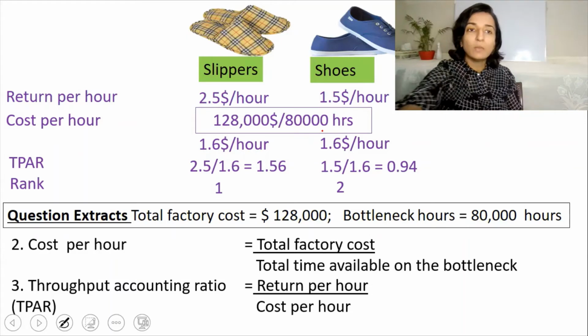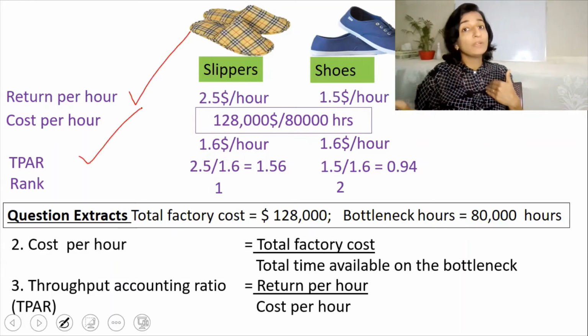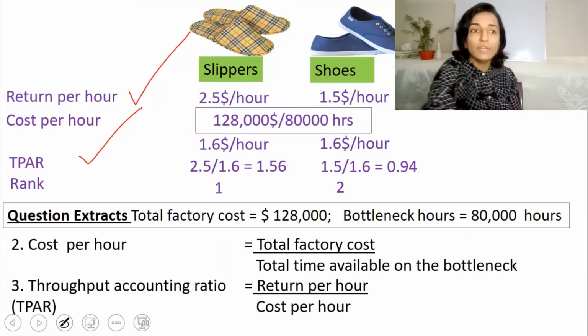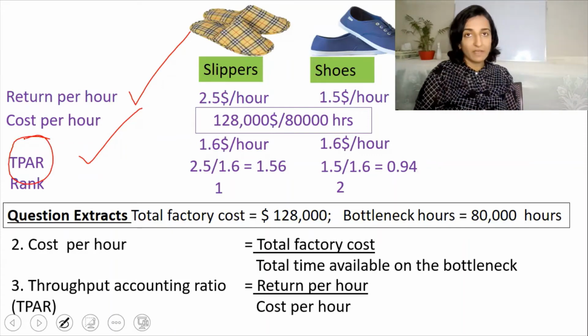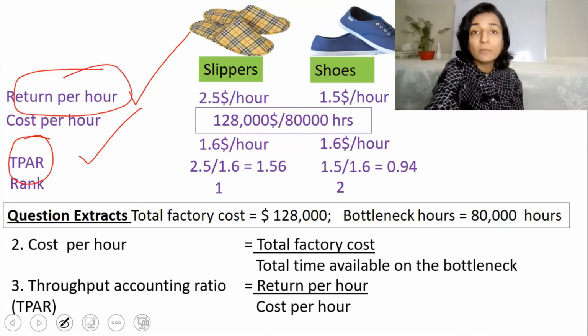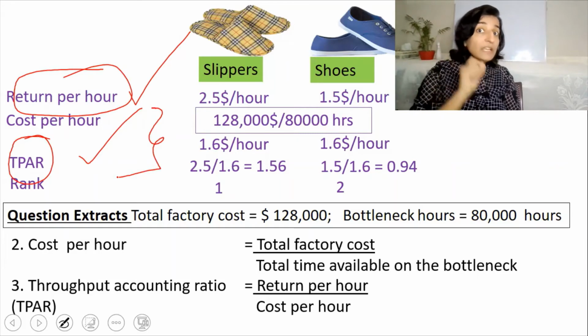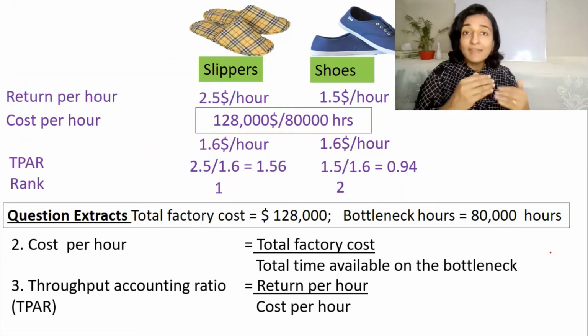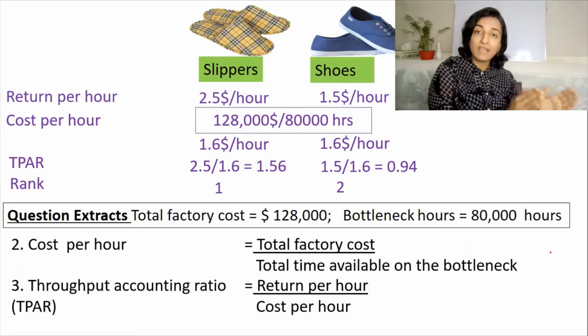So always note that we could rank the products either based on return per hour or the TPAR. Both will give the same result. But you need to calculate TPAR only if it is asked in the question. If you are just asked to rank the products, then you can rank it based on return per hour. You can save on these 2 additional steps. But if they have specifically asked you to calculate the TPAR, then you will have to calculate it and then rank the products.